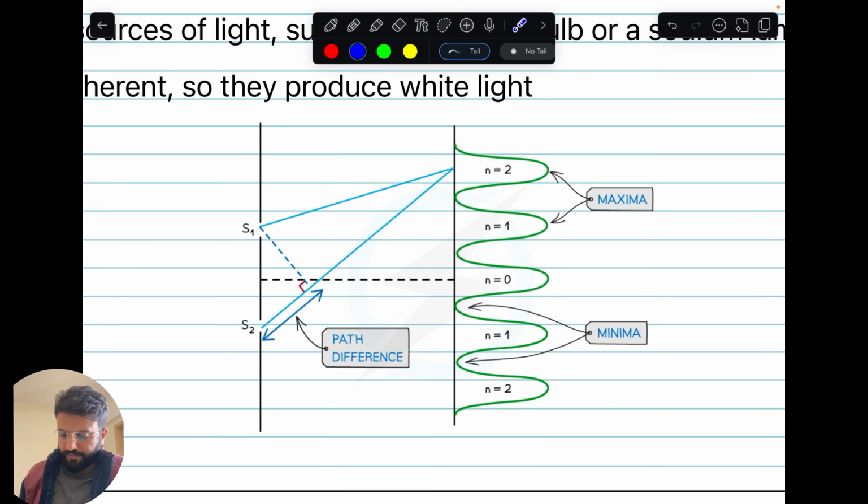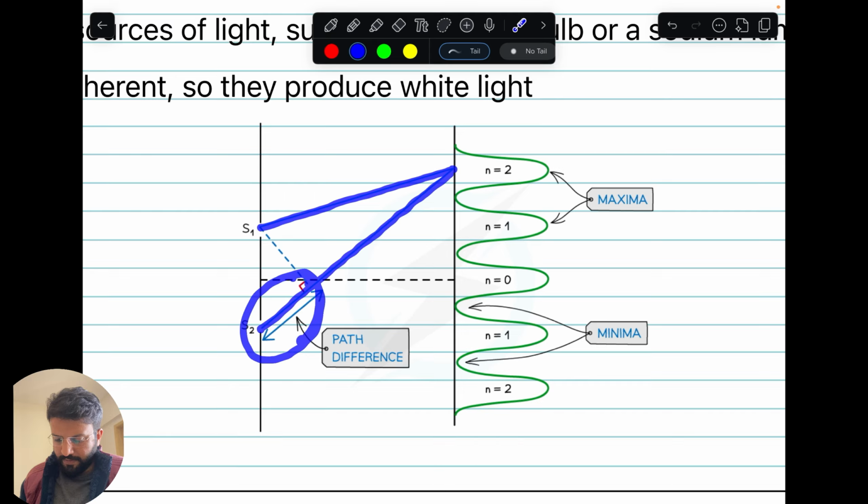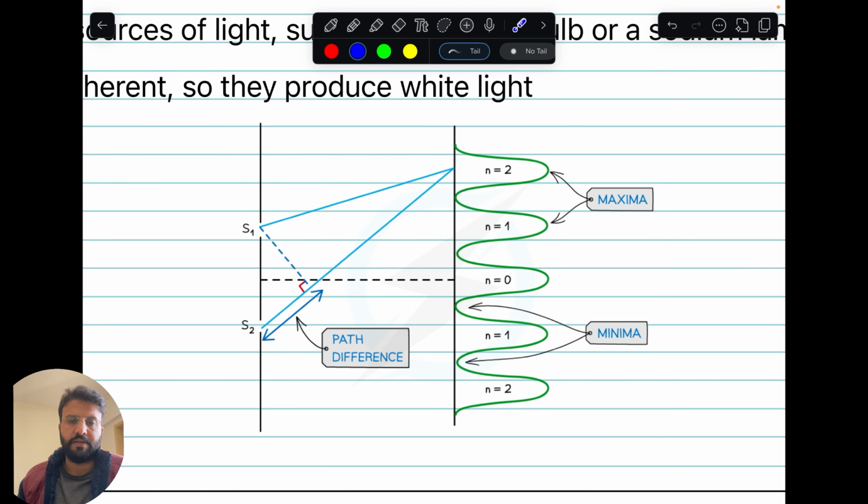Now, why is there a path difference, and how does it occur? If you see, the light coming from S1 travels this much distance, and the light from S2 travels this much distance. So S2 is approximately covering this much extra distance. This is the path difference that matters. If that path difference is a multiple of lambda, it will give you constructive interference. And if it is a half-integral multiple of lambda, it will give you destructive interference, as we have seen above.